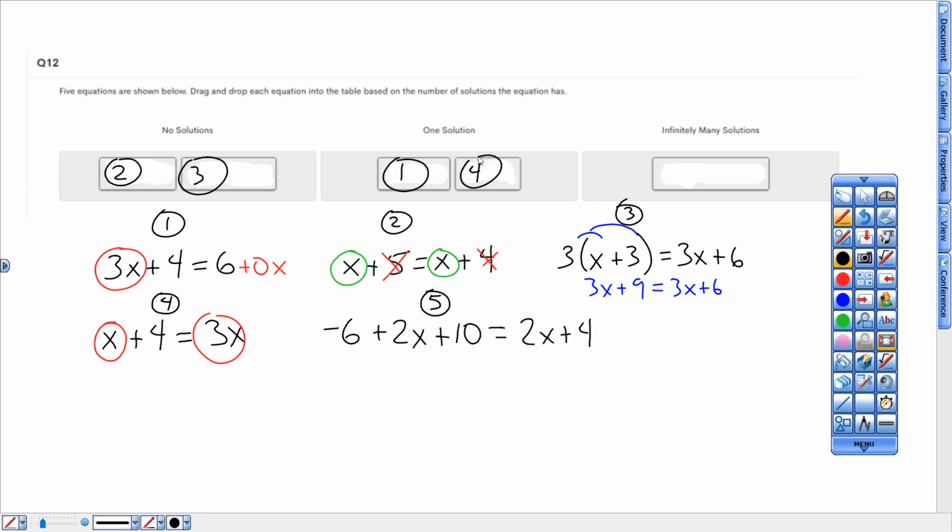And if I look at this last one here, if I combine these like terms before I look, that gives me 2x plus 4 and another 2x plus 4. That is the same in every way, not just the same x numbers, but the same numbers as well. That is your many solution look right there. All right, almost done.